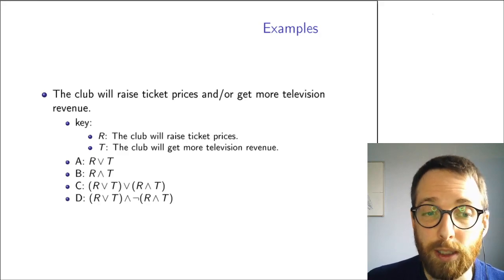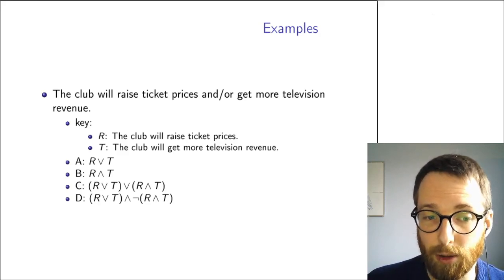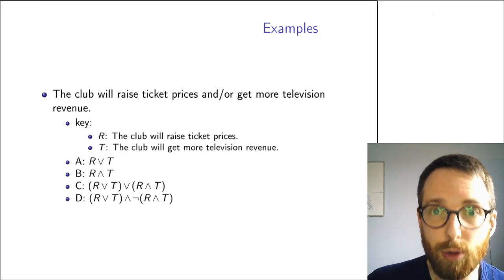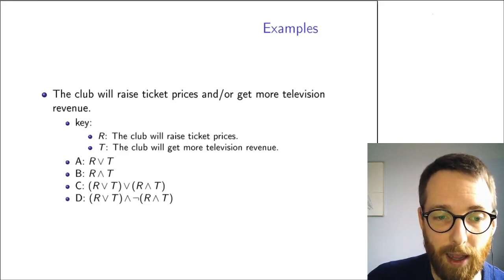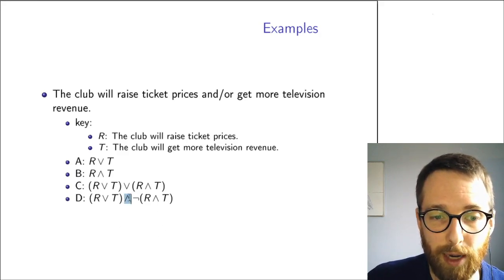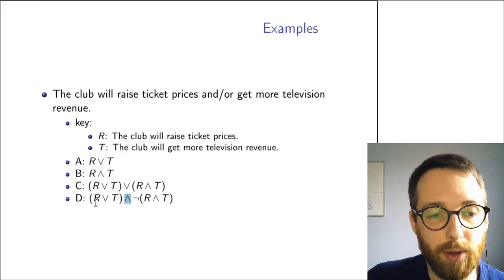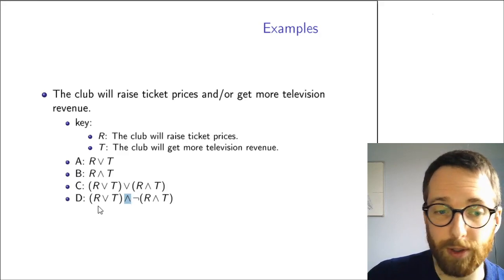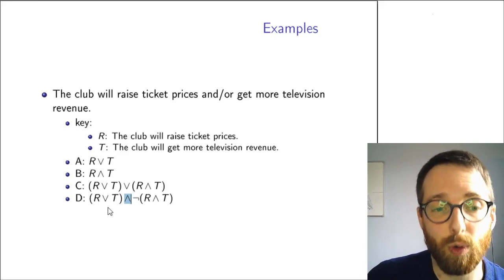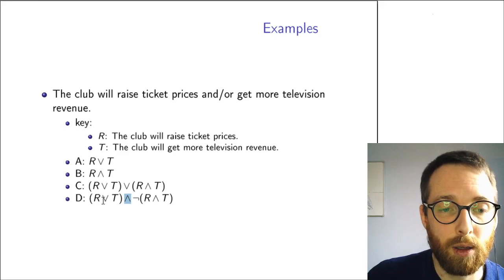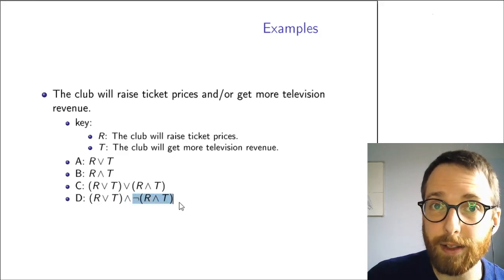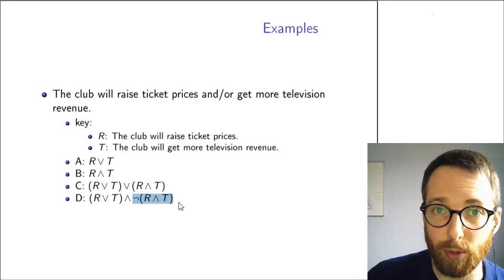Now, given that the or sign is inclusive, what does this sentence D say? So it says two things are true, right? The main connective is that "and." So we're saying the thing on the left is true and the thing on the right is true. The thing on the left says R or T. And remember, this is an inclusive or. So this says R is true or T is true or both. But now the conjunct on the right says it's not the case that R and T are both true.